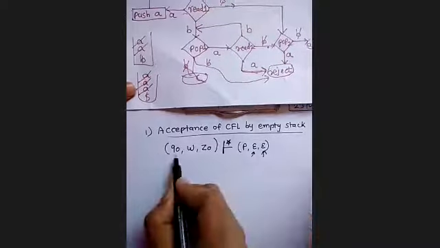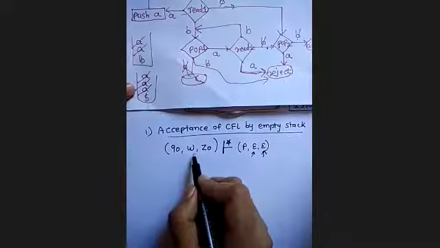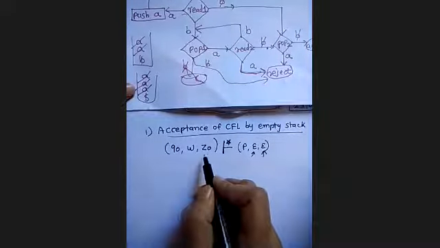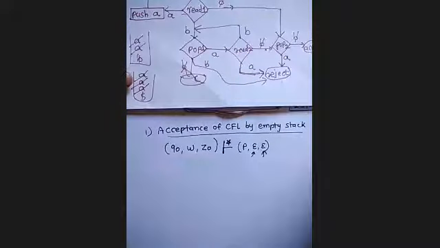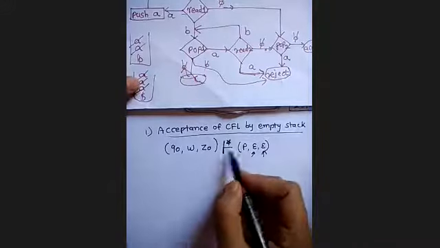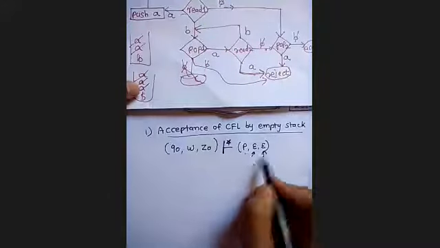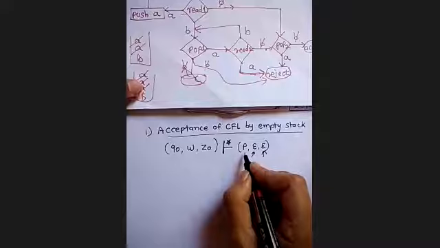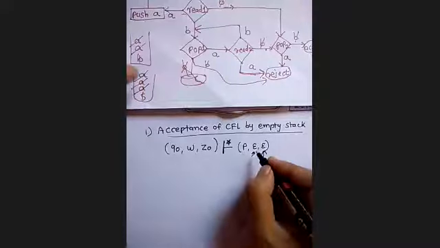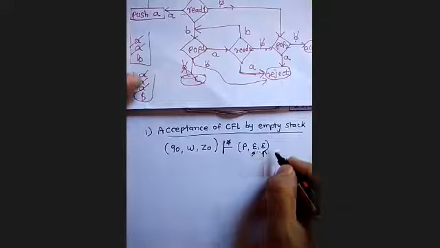So you are starting with the initial state. This is the input string that is to be accepted, and Z0 is what? It is the character which is on the top of the stack. And in one or more steps, if you get this type, where P is some state, this epsilon indicates the input ends, and this indicates the stack is empty.